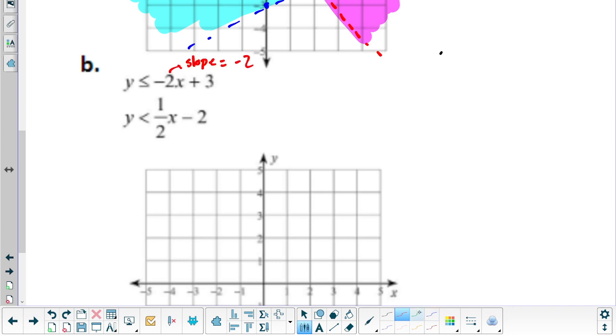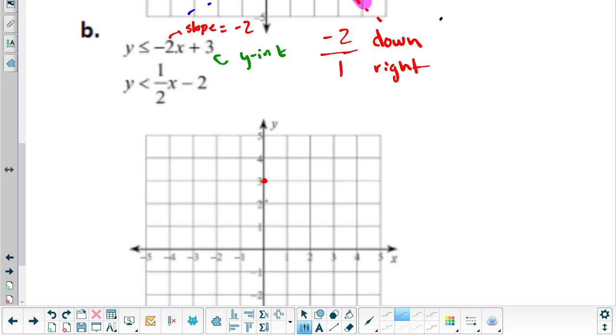Okay, and the y-intercept is 3. So that means my slope is really -2 over 1. So every time I'm going to go down 2 and right 1, and I start from +3. Okay, so that's my first point. I go down 1, 2, right 1. Down 1, 2, right 1.